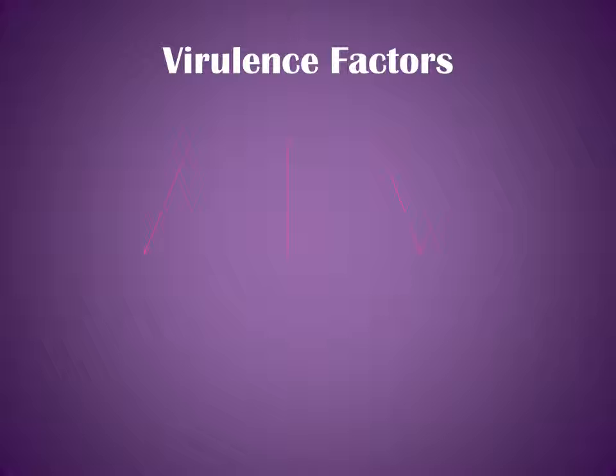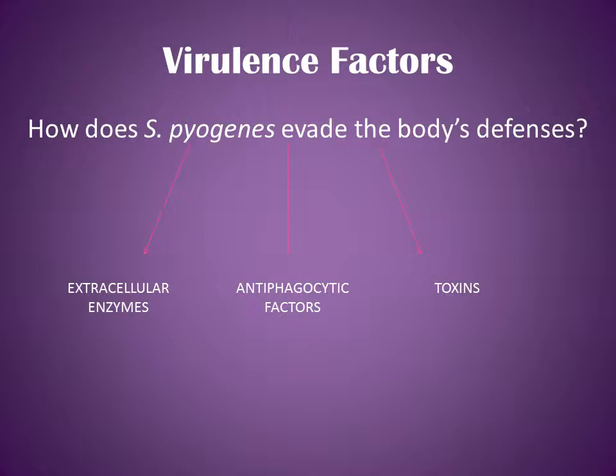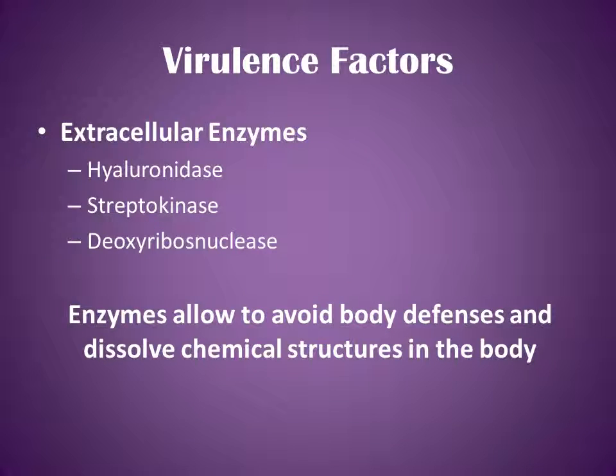So how does Streptococcus pyogenes evade the body's defenses? Well, it has certain traits called virulence factors, which enhance its ability to cause diseases. For Streptococcus pyogenes, these include extracellular enzymes, anti-phagocytic factors, and toxins. Enzymes allow the microorganism to avoid body defenses and dissolve chemical structures in the body to maintain infection.